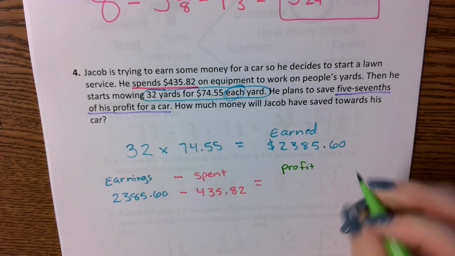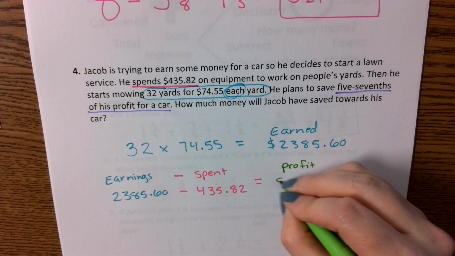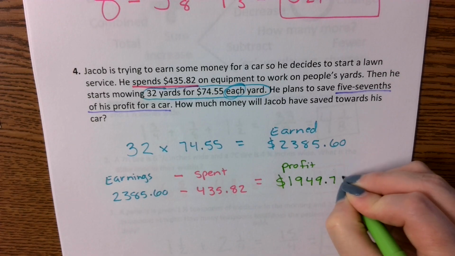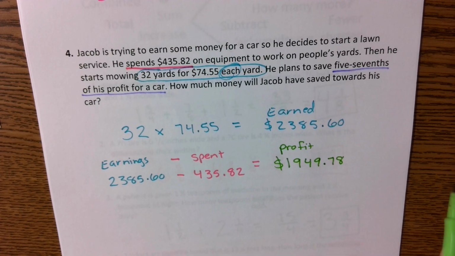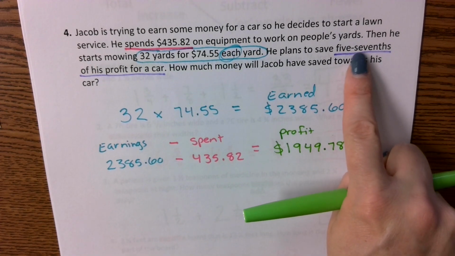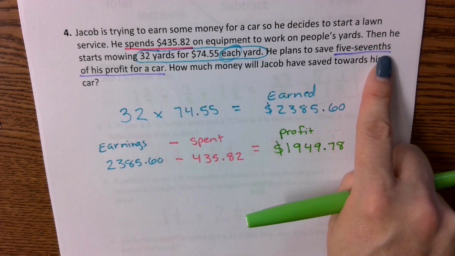Profit is found by taking what you earned and taking away what you spent. And what's left over is how much money you get to keep for yourself to use on whatever it is that you want to use. So he has a profit of $1,949.78.